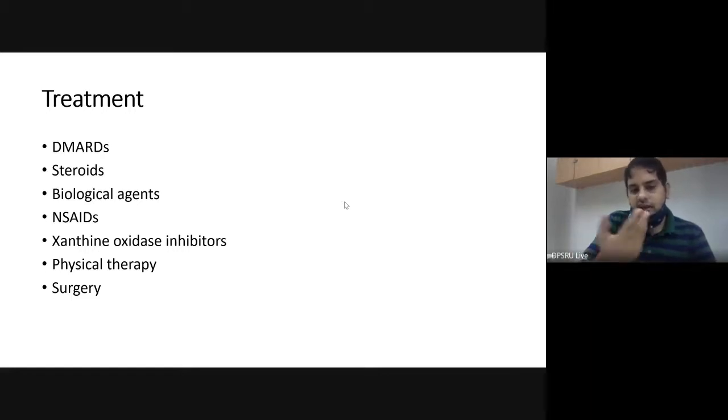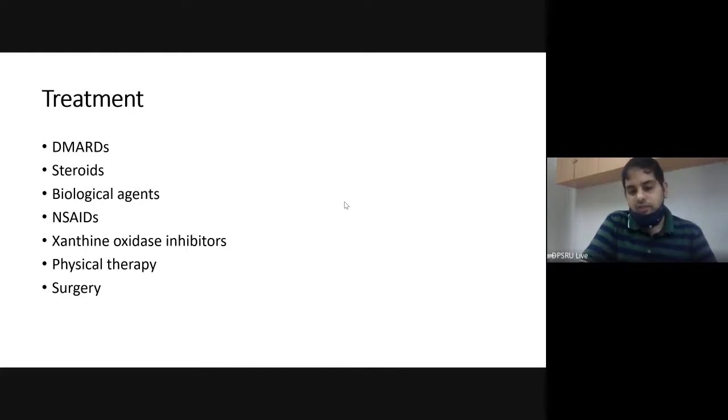There are other drugs also, uricosurics, which increase the excretion of uric acid in the urine. Otherwise this uric acid would be reabsorbed from the urinary system. So we have some drugs which block the reabsorption of uric acid, which we also use for gouty arthritis, but only for gouty arthritis, not for osteo or rheumatoid.